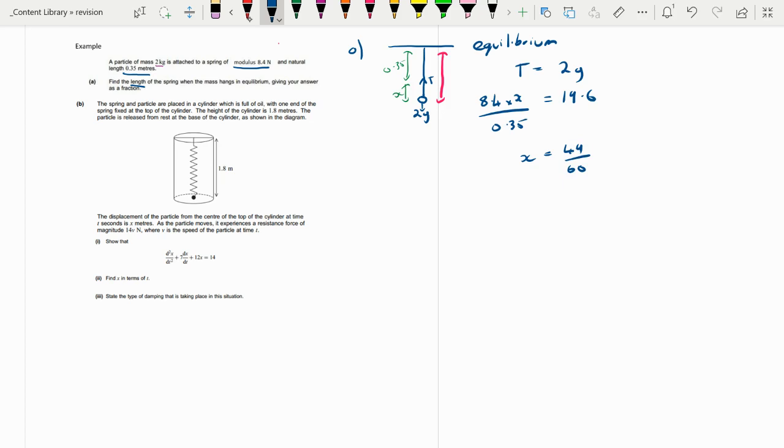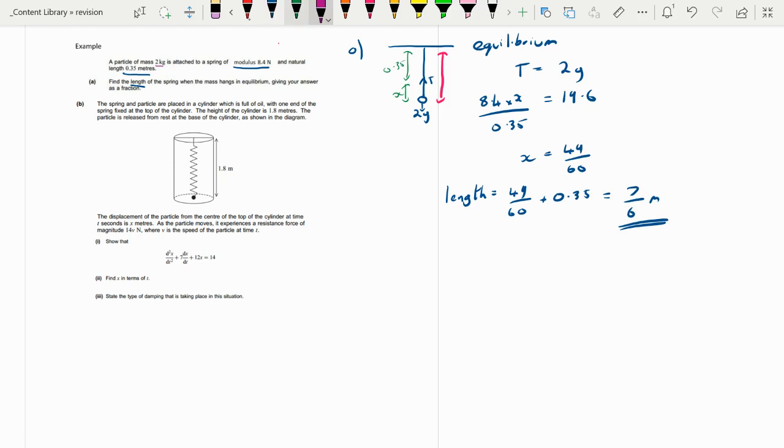It wanted the length of the spring, so I want the full length. So my length is going to equal the 49/60 plus its original length of 0.35, which gives me 7/6 meters. So that's where its equilibrium position is going to be.